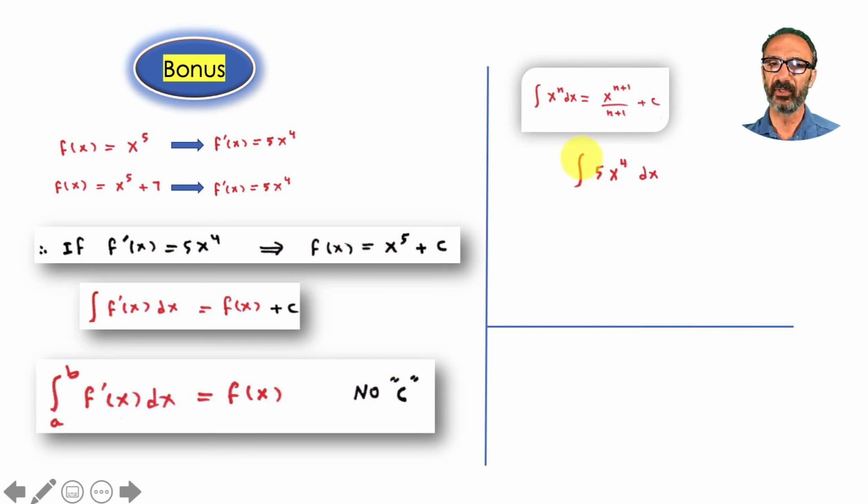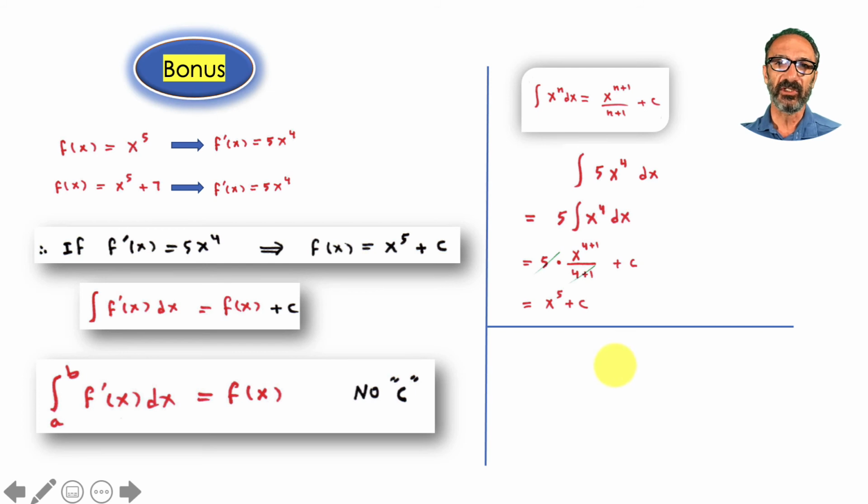So what's the integration of 5x to the fourth? You could take the 5 out of your way, increase the exponent, divide by the new exponent, but that 5 cancels the 5, and it's x to the fifth plus c. Try to test it back by finding the derivative. What's the derivative of x to the fifth plus c? It's just 5x to the 4. Okay.